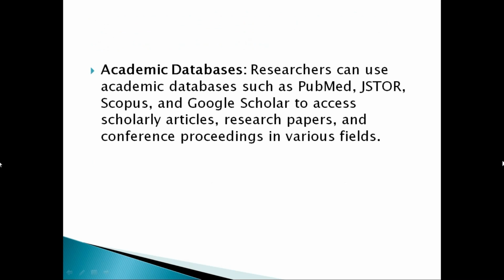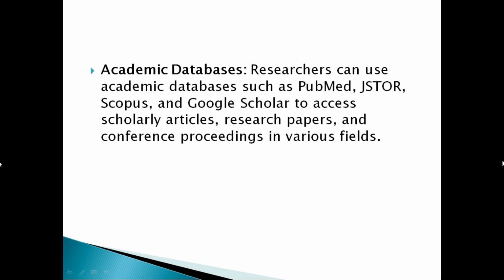The next one is academic databases. There are different academic databases available, which researchers can use, such as PubMed, JSTOR, Scopus, and Google Scholar, to access scholarly articles. There are a lot of research papers already done by different researchers and published in these academic databases. So we have access to search for articles related to our topic.